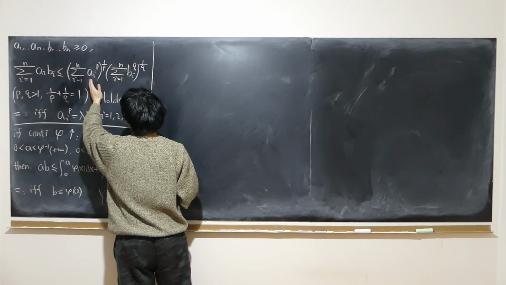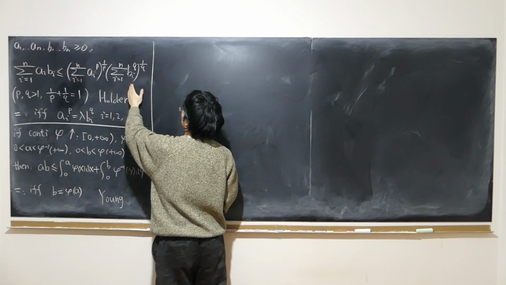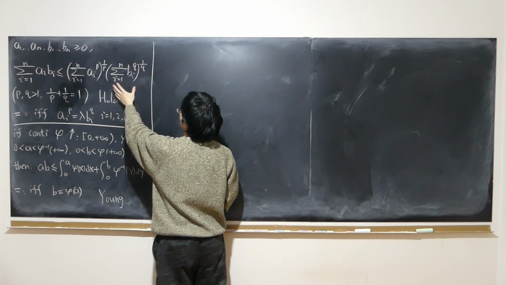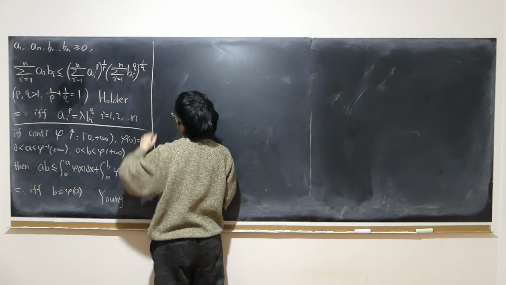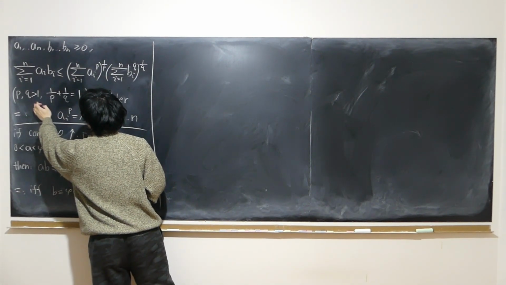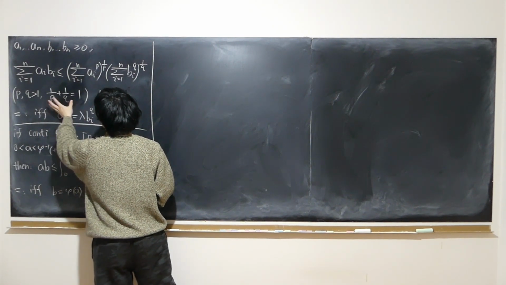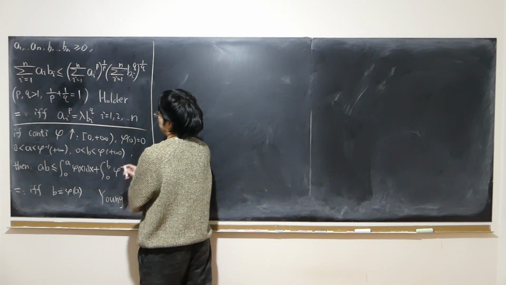of ai to the power of p, times the sum from 1 to n of bi to the power of q, take the qth root. Of course, p and q are both larger than 1, and 1 over p plus 1 over q is equal to 1. That's the condition of the Holder inequality.